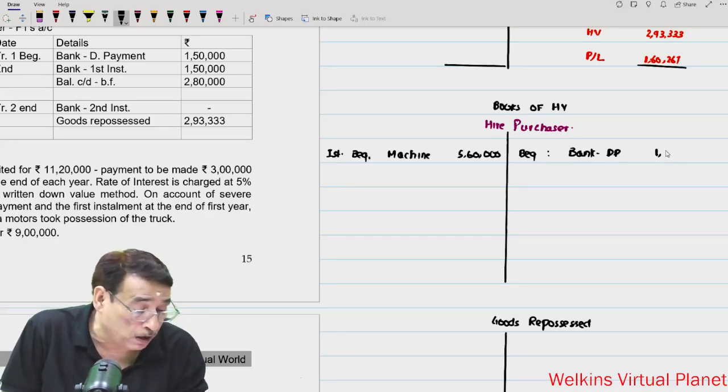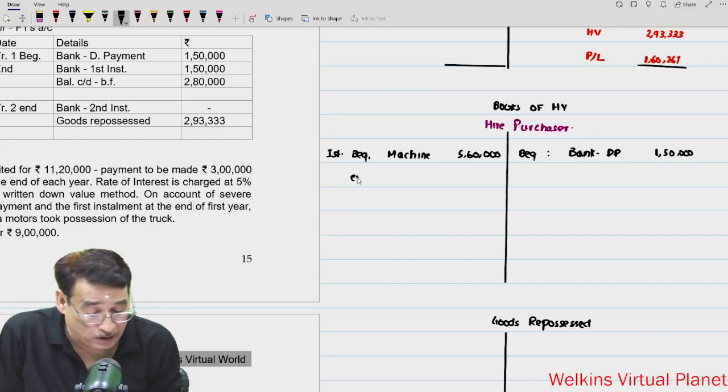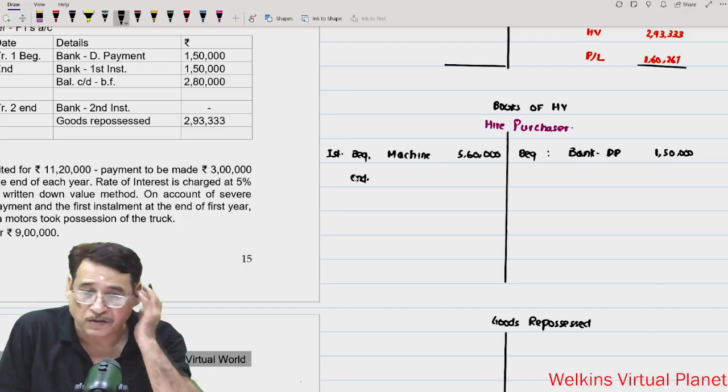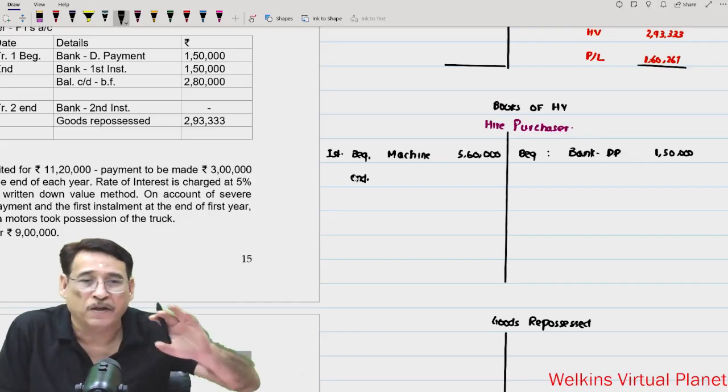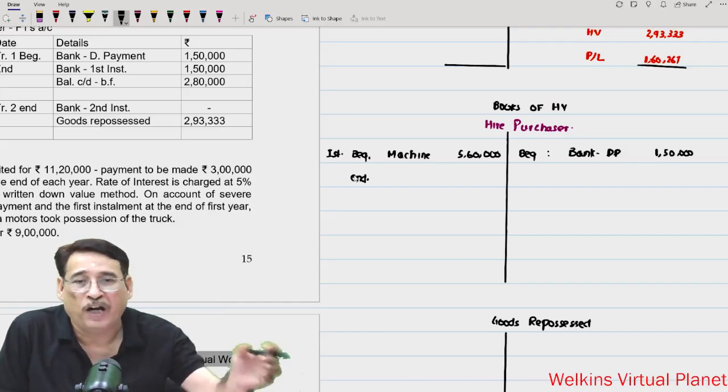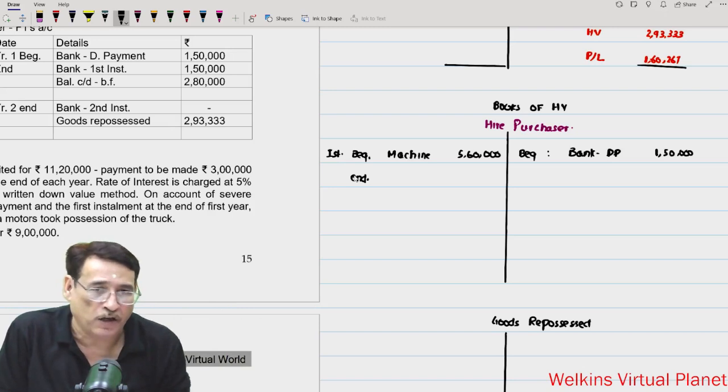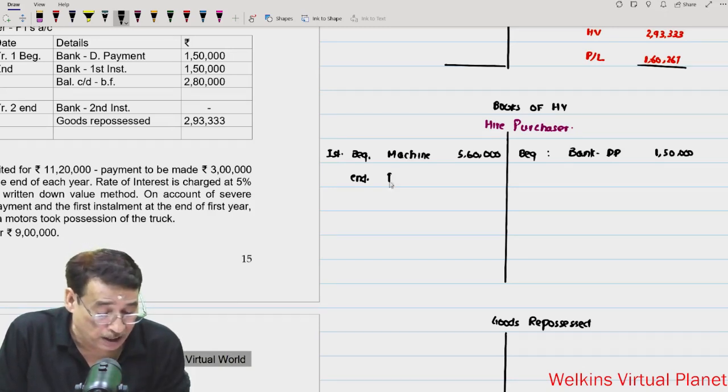That is equal to 1,50,000. Then you will come over to the first year end. At the first year end, interest is a gain for you. You will credit the interest. When you credit the interest, your debtors in the form of hire purchaser will increase. So that is why your entry will be hire purchaser account debit to interest account. So you shall write here to interest.